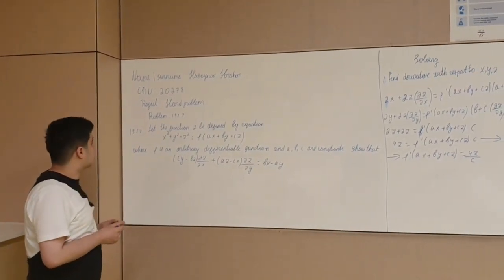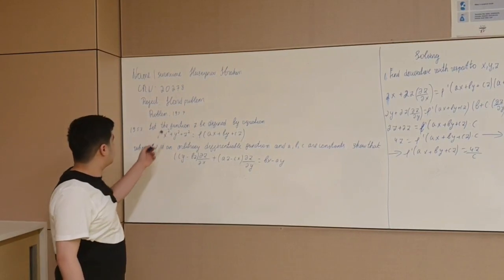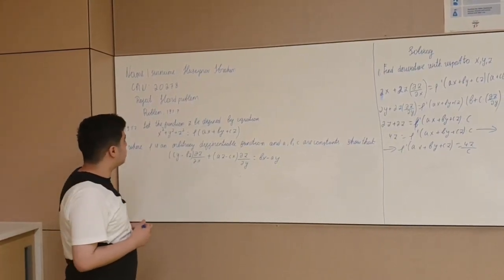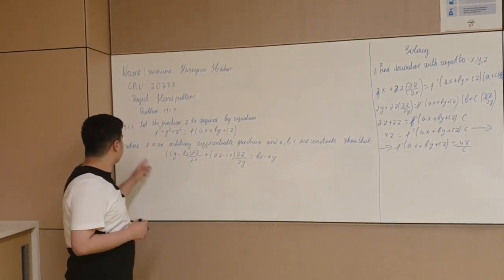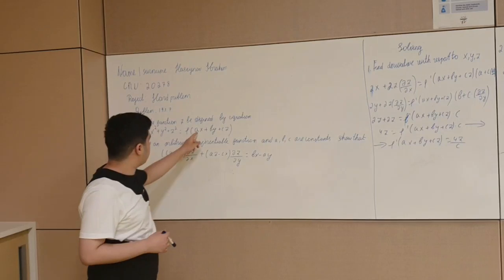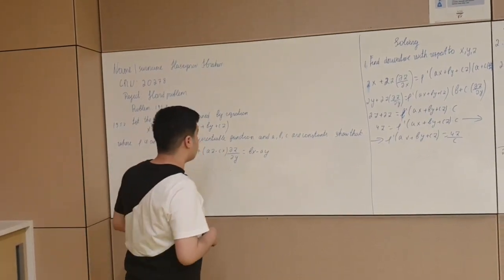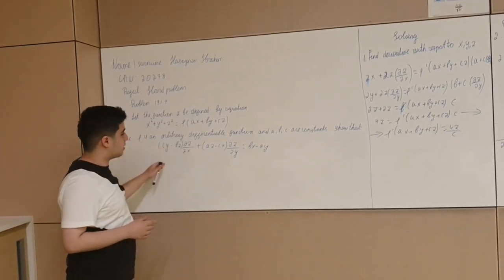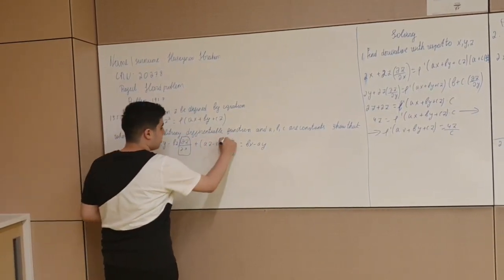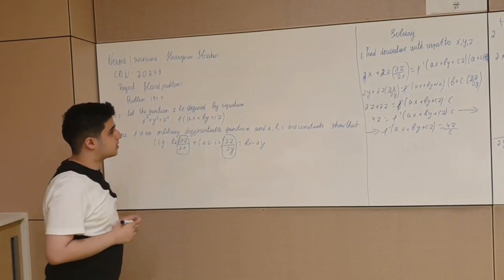Today we will talk about one of the hard problems, which number is 957. Our problem says that, let the function z be defined by this equation, where phi is an arbitrary differentiable function and a, b, c are constants. We should show that this equation is true. We all know that this sign means partial derivatives, so we can start.